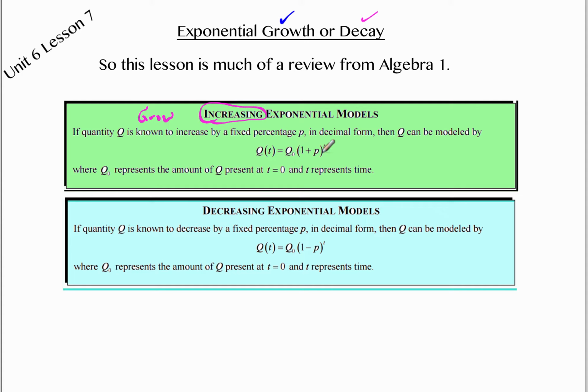Q, and then parentheses 1 plus p to the t power. Well, what do all these things represent? Q sub 0 means initial. That's why it's called ground zero, not to bring up a bad memory, but sub 0 is to begin. P is the percentage. You're always going to be growing or decreasing by a percentage. And then T is going to be time.